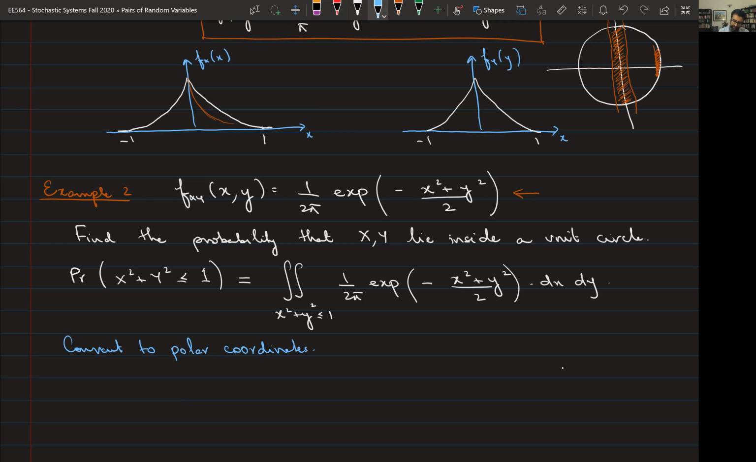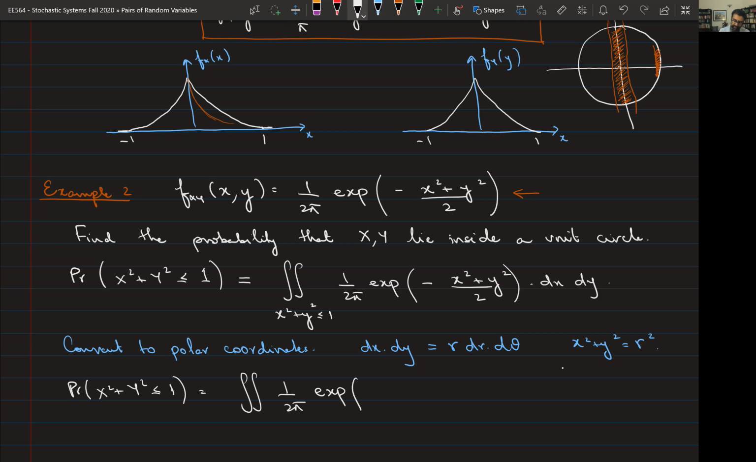Right? Polar coordinates, here remember, dx dy is equal to r dr d theta. That's the first thing. And of course, x squared plus y squared is r squared. And I just make the substitution. So the probability that x squared plus y squared is less than or equal to 1 is the integral of 1 upon 2 pi e raised to power minus r squared by 2, and dx dy becomes r dr d theta. What about the limits of the integrals? Where to where? Isha?